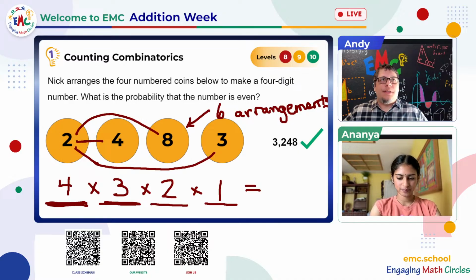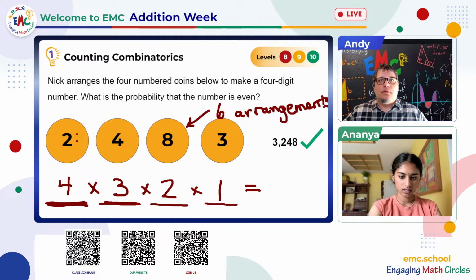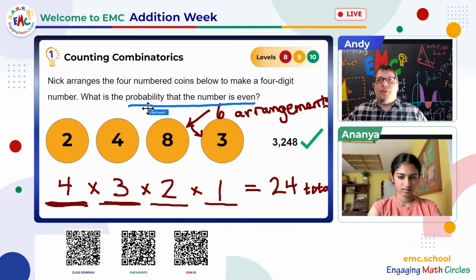Awesome. Okay, so what are the total number of arrangements then? 24. Okay, 24 total. What of them is the probability that it's even? Six of them ended in 3. So it's like 75% probability. 75%? How'd you get it? From 6 and 24.